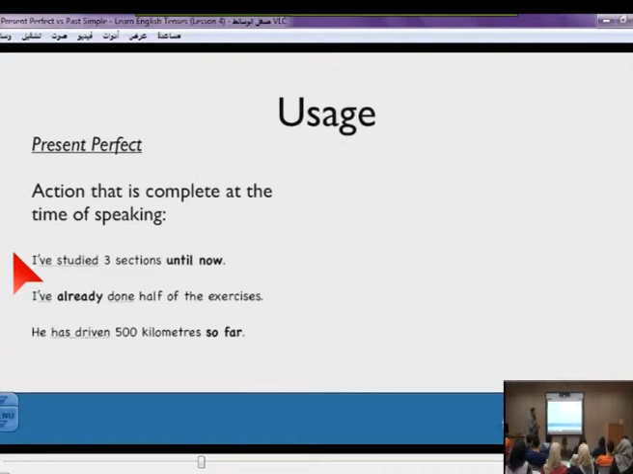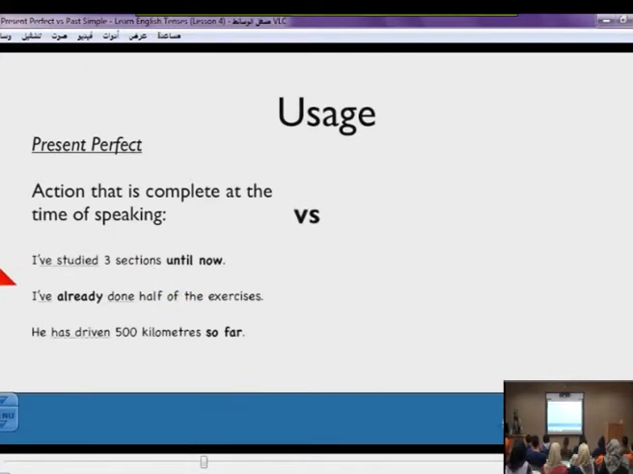And there are some clues, sometimes you have them, which is great. If you have until now, all the words in bold are clues. So if you have until now, it means you must use the present perfect. If you have already, you use the present perfect. And so far, you use the perfect, okay? Keep it in mind. Those are three words, you must remember them as clues for you.